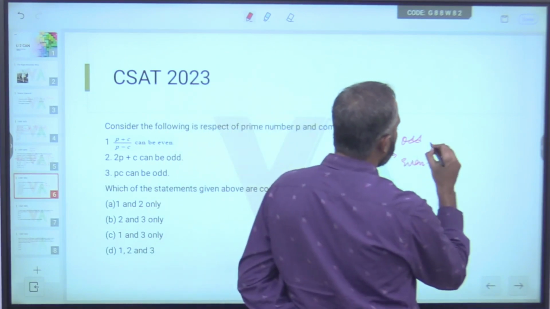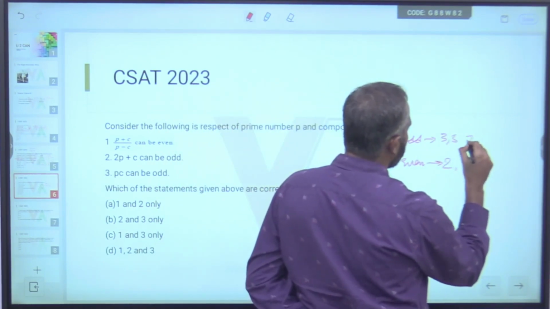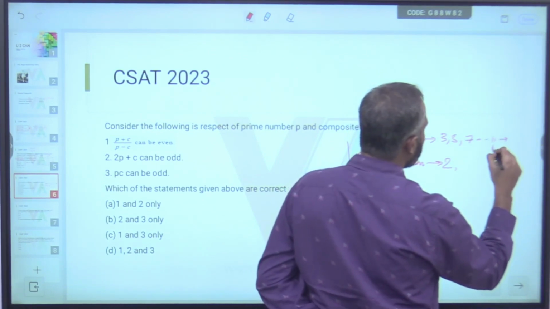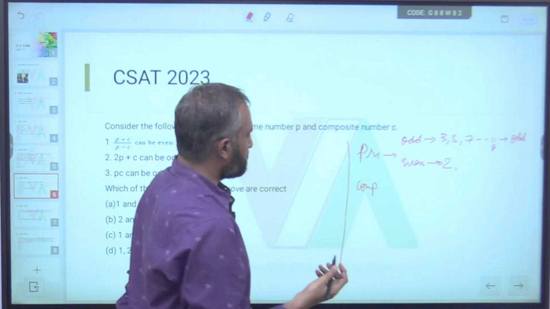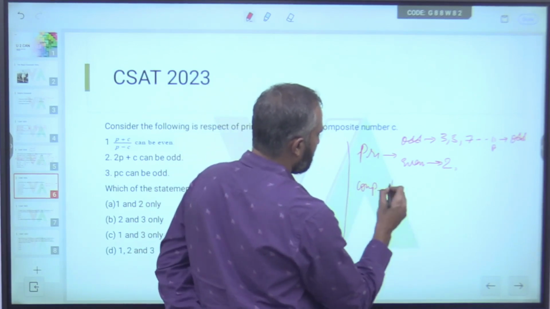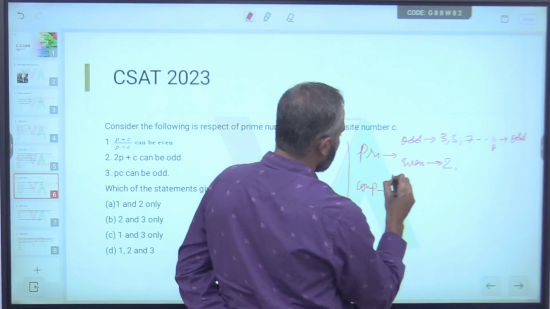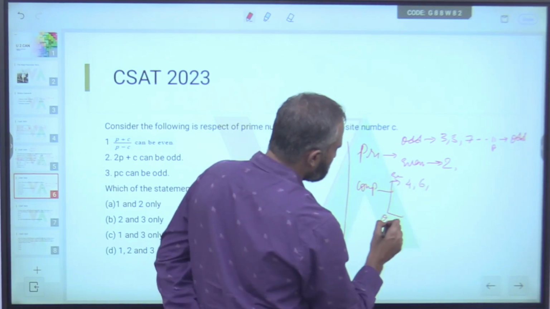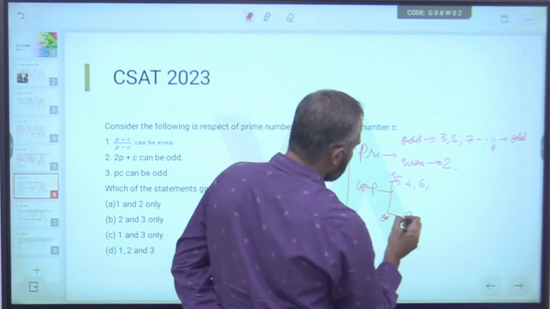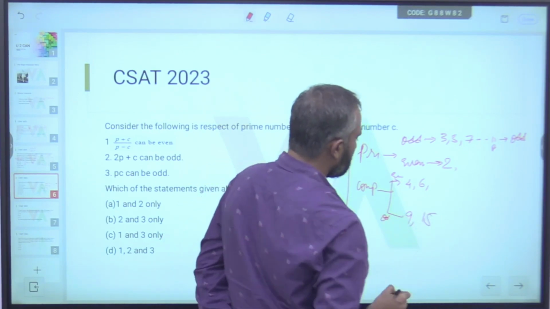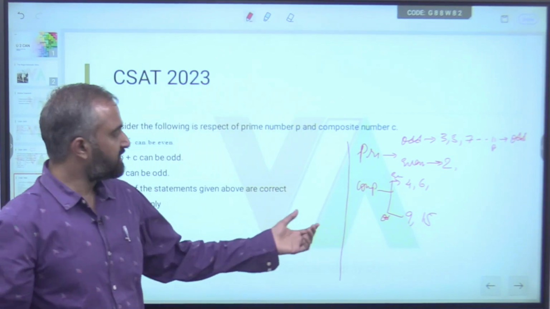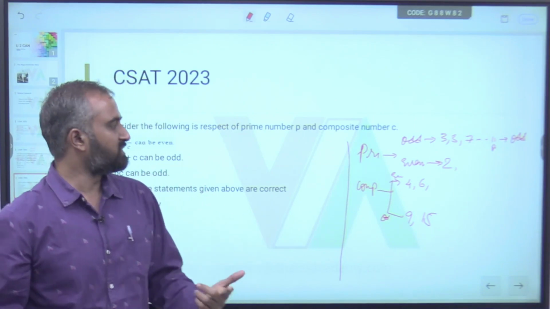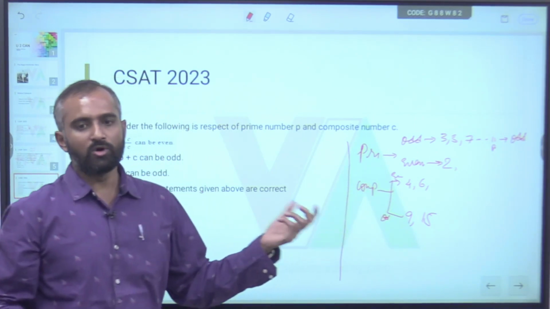Meaning 3, 5, 7, 11 are all odd primes. Okay. Composites also have cases. There are even composites like 4, 6, and there are odd composites like 15. So, to give you a basic definition, prime numbers are those which have only two factors, 1 and themselves. Composite numbers are those which have more than 2 factors. Okay.